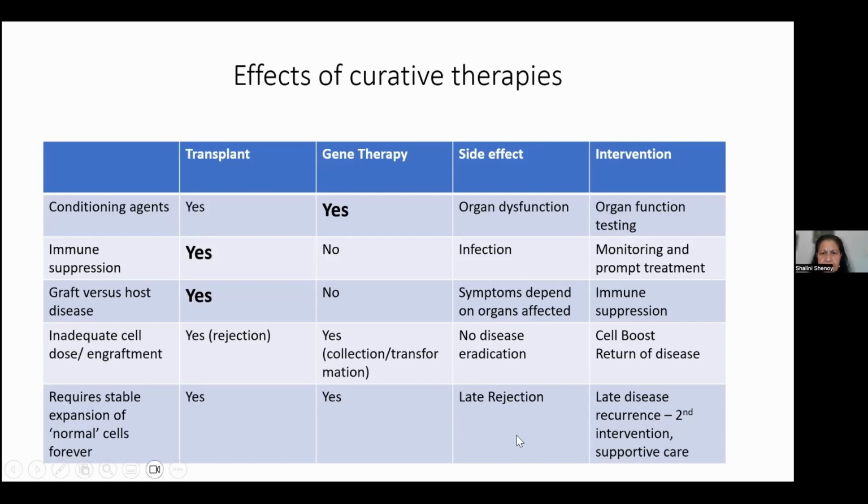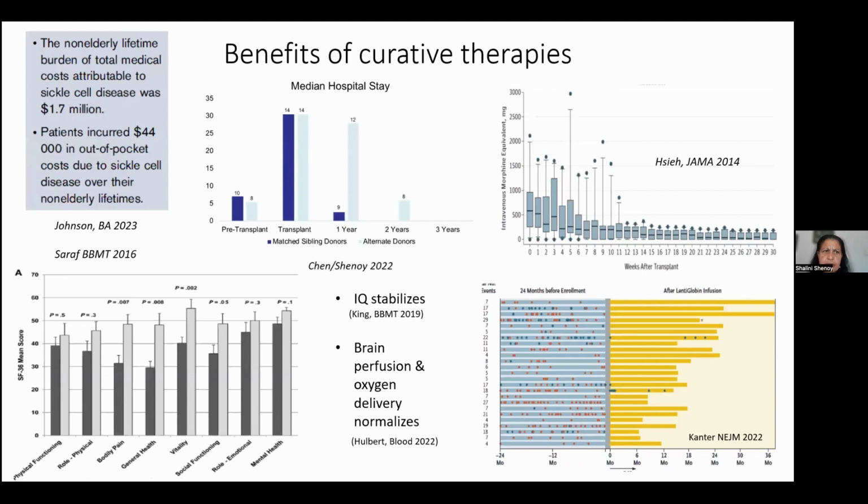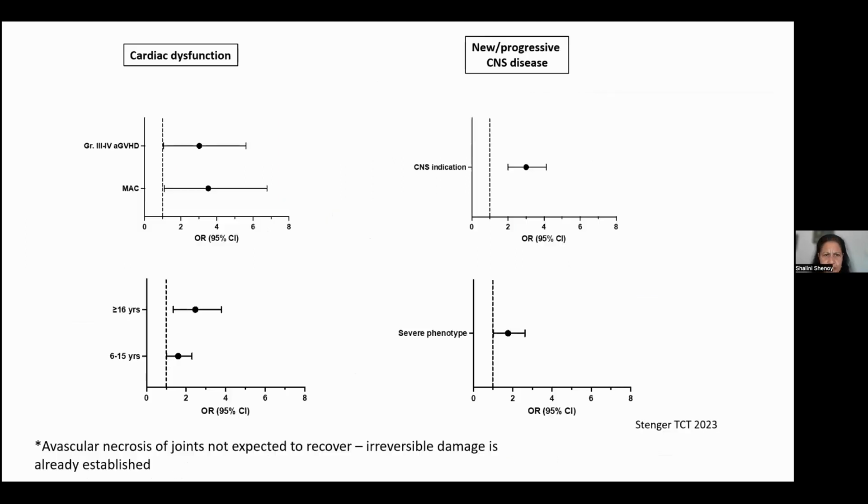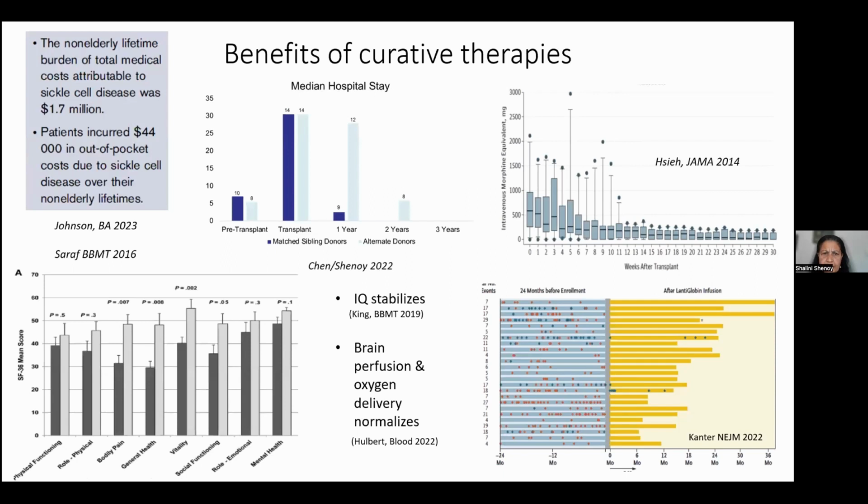And so a late rejection would only result in more disease. And so strategies to deal with that late rejection are also under investigation. So this is just to show you the benefits of what we know mostly transplant can do. Again, like I said, transplant has been around longer.